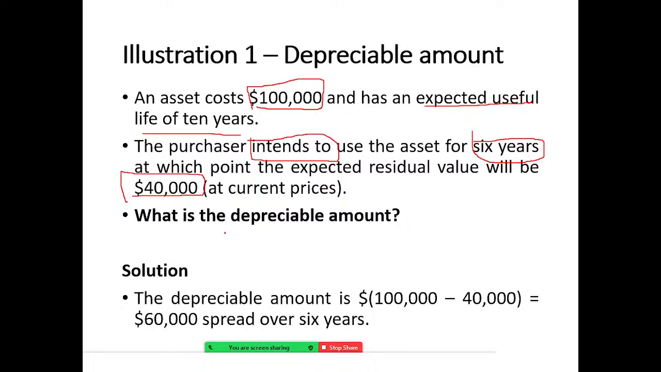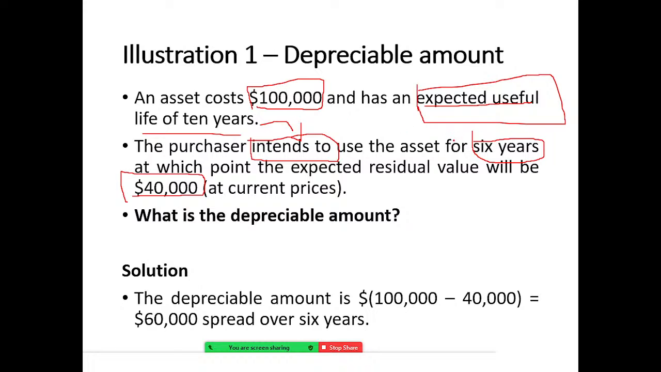So what is the depreciable amount? Here we don't want to take the expected useful life, that is 10 years. We don't want to take it, because the useful life is different from the intent to use.